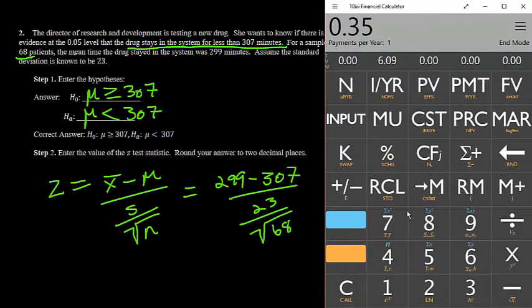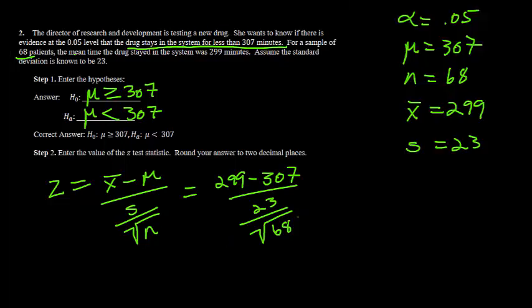And I'm going to bring out my fancy calculator here. Ta-da. Let's clear that. I'm going to do the square root of 68 first. Where's my square root? There's my square root, and that's 8.25. So I'm just going to write a little note here. That's 8.25.